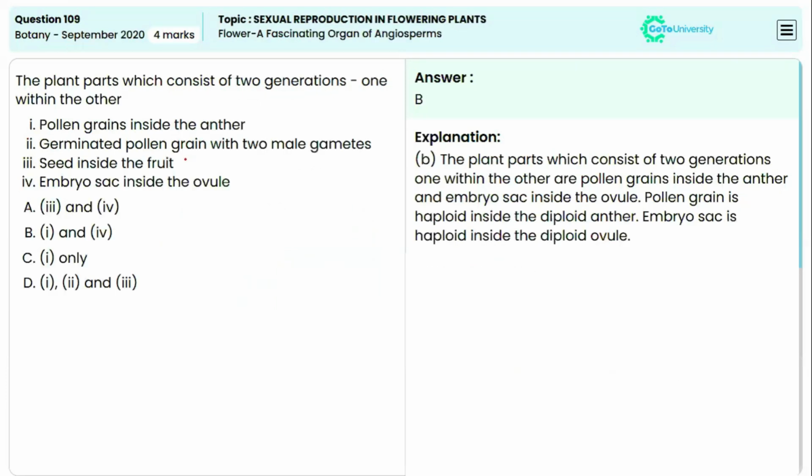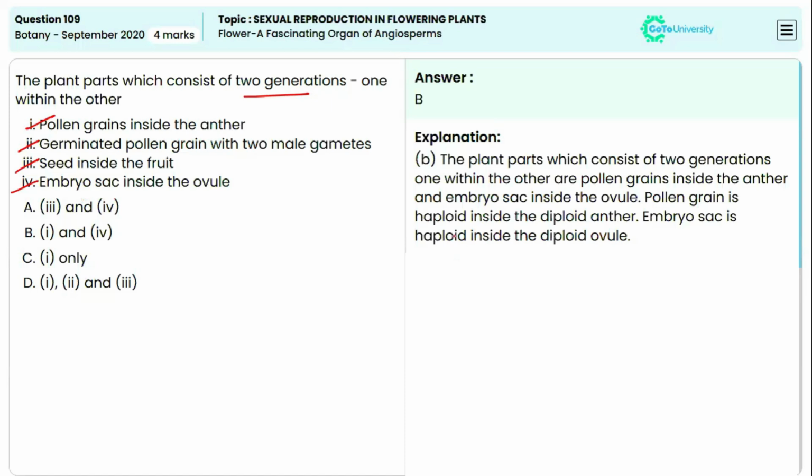Now moving to next question. This question is from the 2020 NEET exam, question number 109. The question is, the plant part which consists of two generations, one within the other. In the options given, we have pollen grains inside the anther, germinated pollen grain with two male gametes, seed inside the fruit, and embryo sac inside the ovule. So you have to find out which combination will be the correct answer.